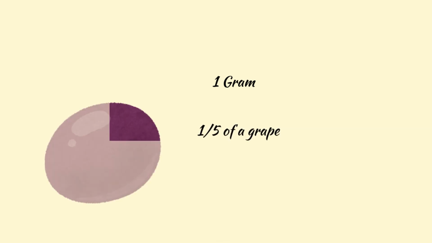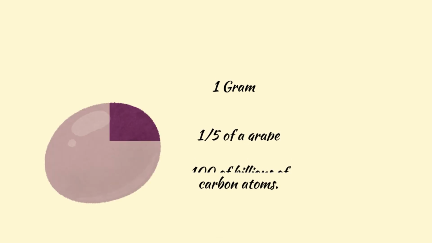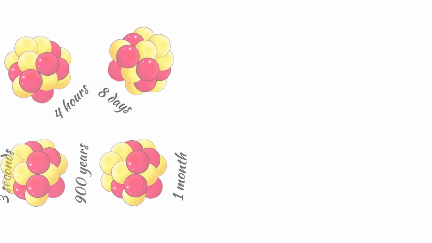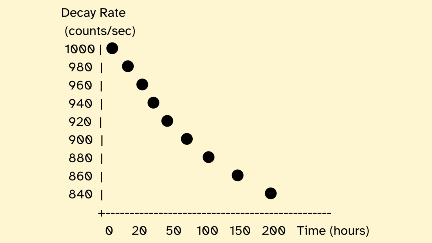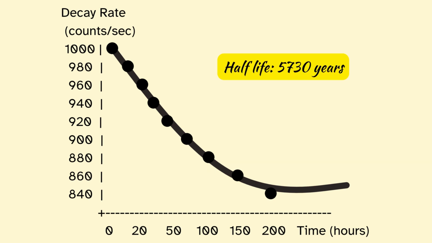To get an idea, 1 gram of organic sample, which is about 1/5 of a grape, contains hundreds of billions of carbon-14 atoms. So, this large number of atoms consists of all those random atoms that decay at random times. But all this random decaying of individual atoms follows a pattern. So, plotting the data of decay in a graph makes a curve, and after calculating it, the half-life of carbon-14 happens to be 5,730 years.